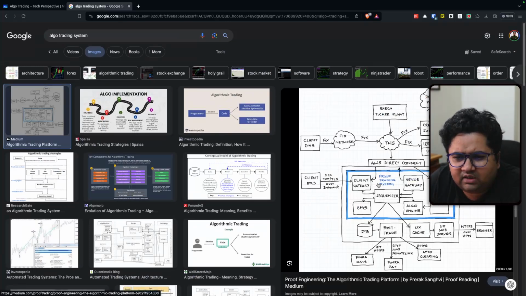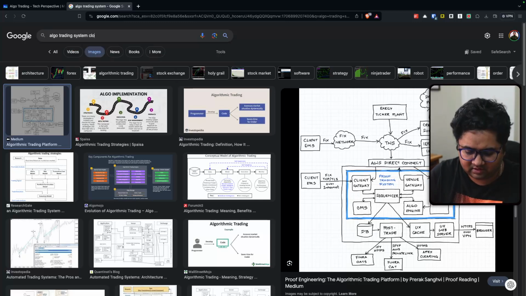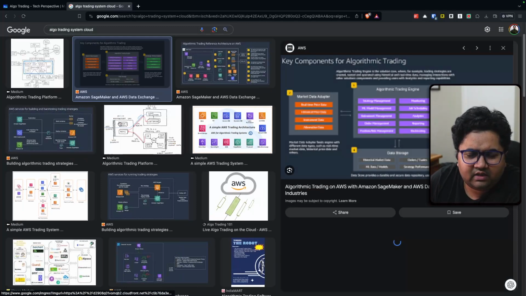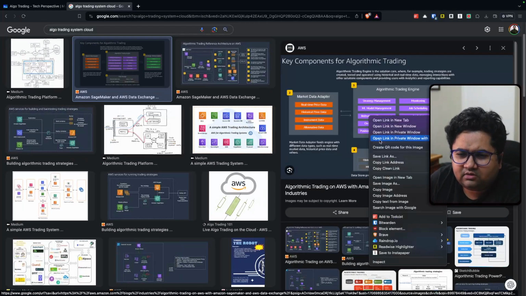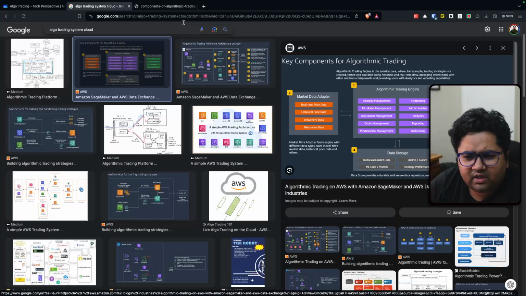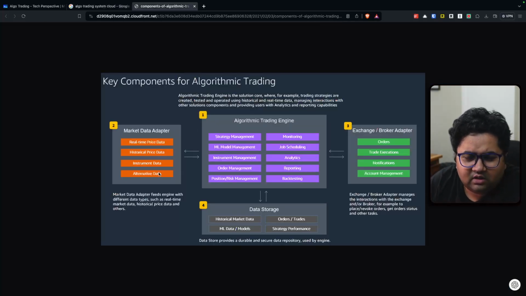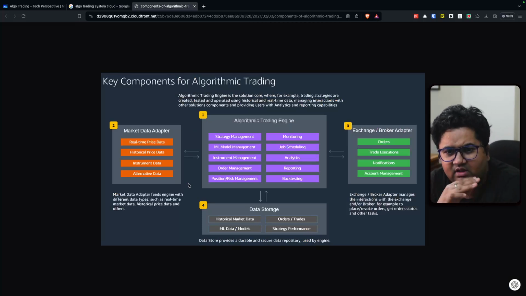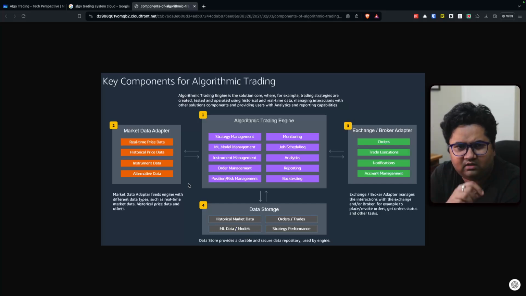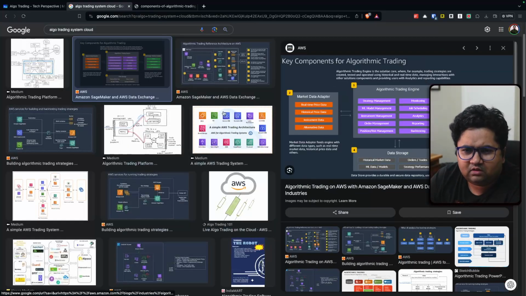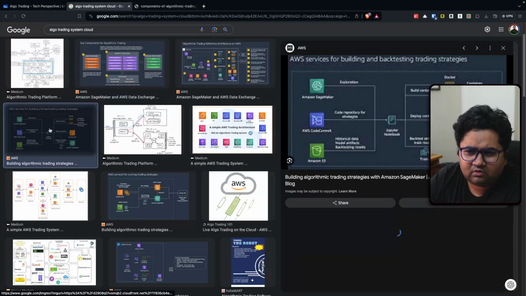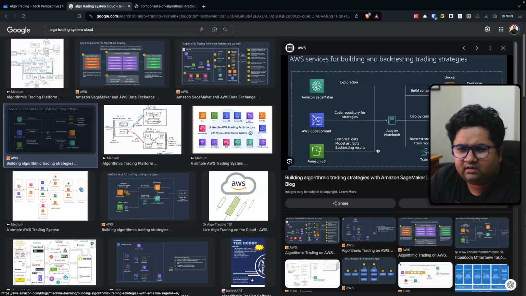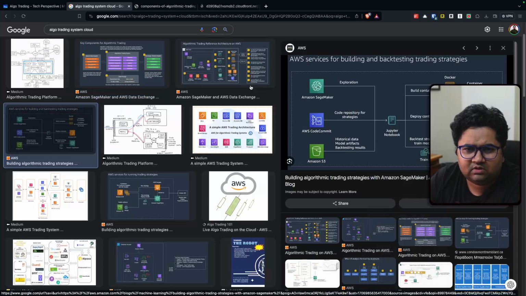Yeah, this is one element which I found. Let's add the word cloud and see what we get. Yeah, so this is a good image. I was not familiar that AWS has something, but let's take a look at this. So they are talking about it from different perspectives: there's a market data adapter, as I was saying, an algo engine, as I was saying, exchange broker, and data storage part. Now, if you see some of the points which even AWS is highlighting, I hope this is from AWS. Yeah, there's an AWS logo, so I'm just going to assume. And then there's, yeah, this is also something which I want to talk about.